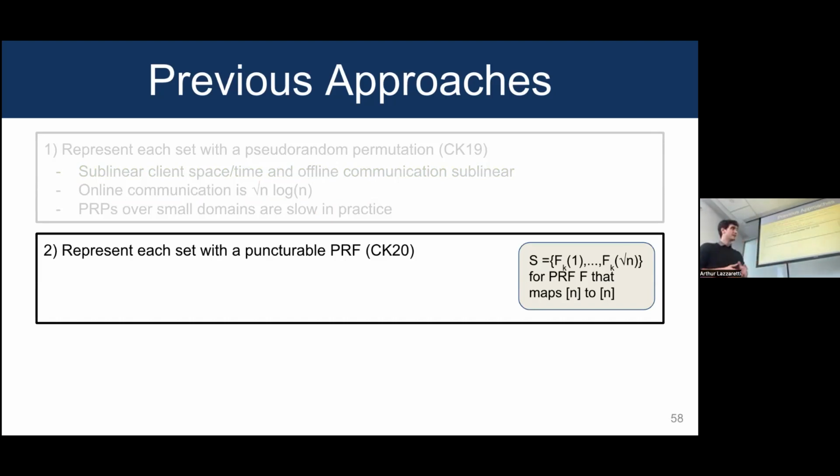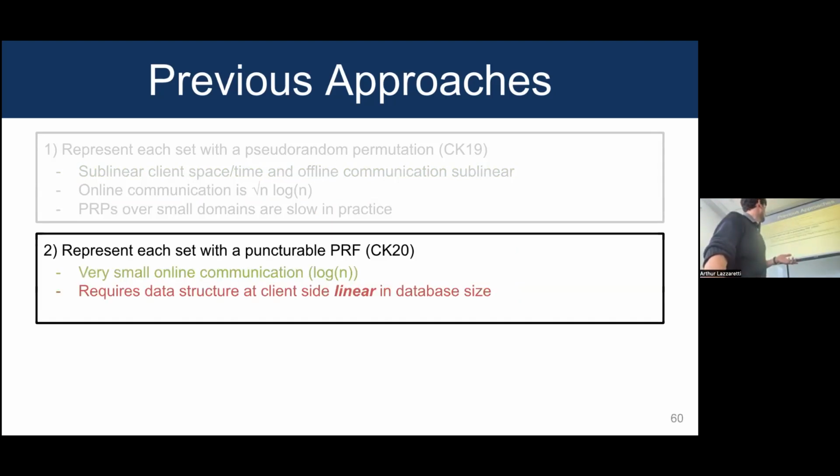So this other paper, Checklist, says, well, this communication is bad, so let's just represent the set with a PRF instead. And with a PRF, we have a good way of removing one evaluation from the range of the PRF with these puncturable PRFs, which I'll introduce later. So this approach maintains logarithmic communication, but it pays the price that you have linear client time or space. This is because the PRF doesn't have the nice property of the PRP that it's invertible.